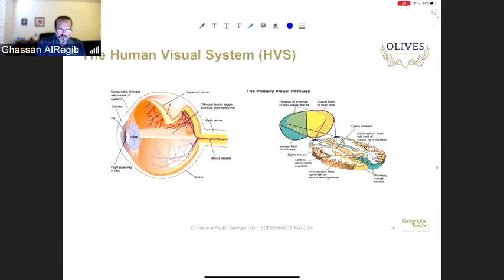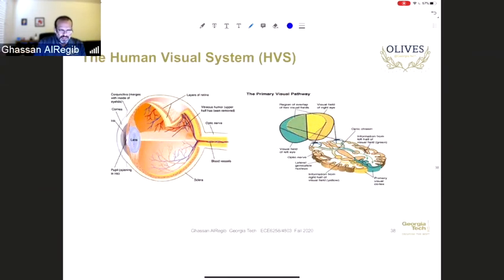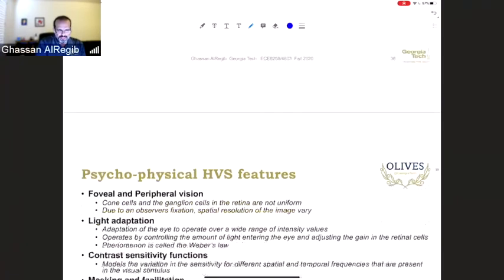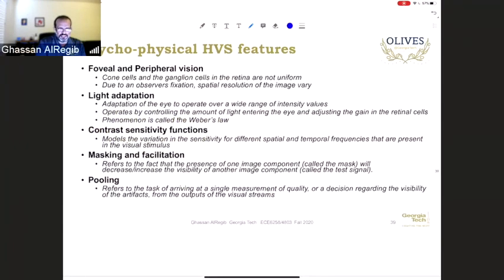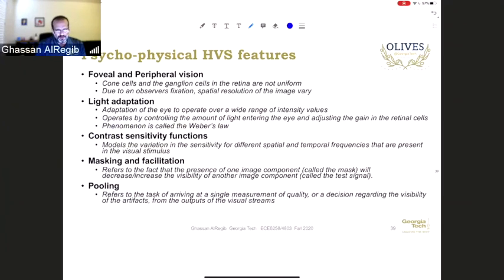So most of our study next will draw on many years of work by different researchers who studied the human vision system. And there are certain features in our human vision system that we will be looking at in our study of IQA, or image quality assessment methods.